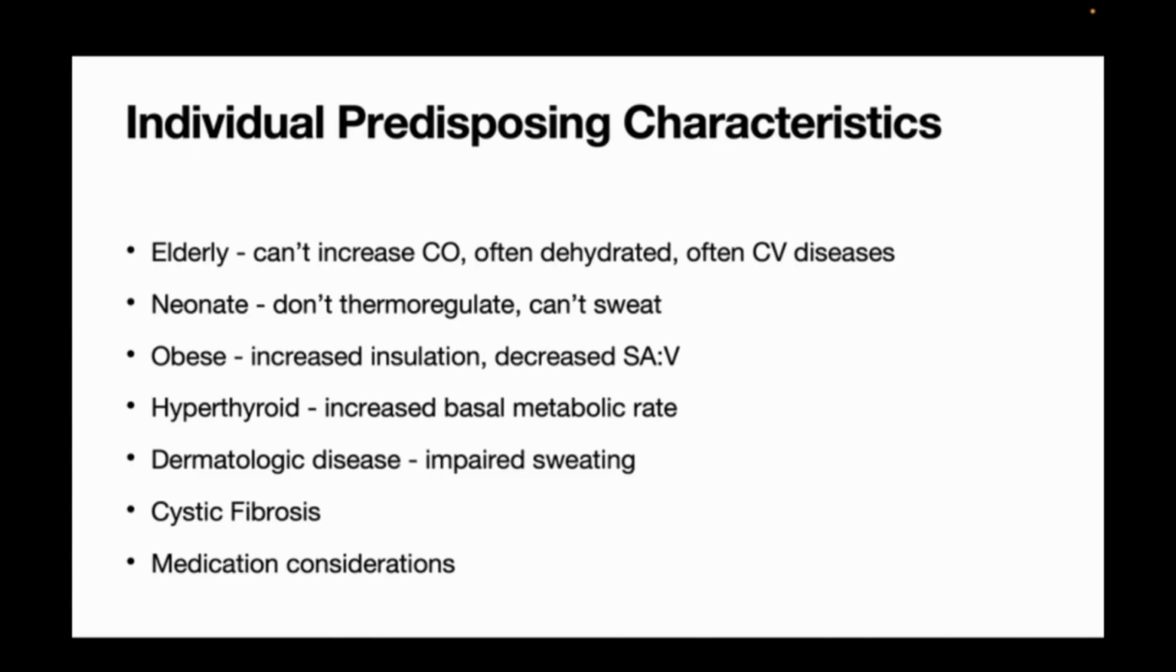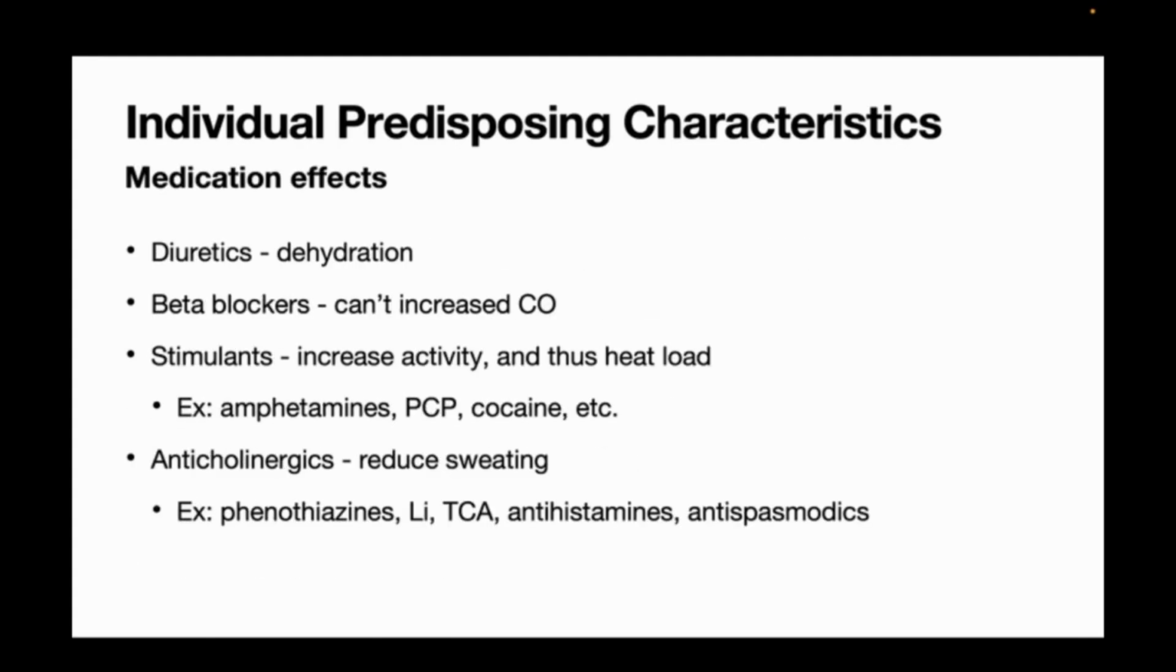Unfortunately, if you have an obese patient, that increased insulation can make it challenging, as well as a decreased surface area to volume ratio. If you're hyperthyroid, or really any condition that will increase your basal metabolic rate, that can be a liability because you're producing more heat there. And with respect to sweating, there's quite a few dermatologic diseases that impair sweating, and that can make it challenging. Cystic fibrosis is also a condition where, because you have some issues with faulty ion channels, what you expect to see and what you want to see in terms of being able to do things like sweat effectively, unfortunately, can be a challenge. Medication considerations too. So to discuss some of them, diuretics, you're going to be dehydrated, so that can be a challenge.